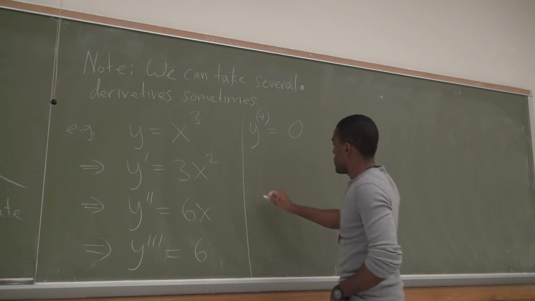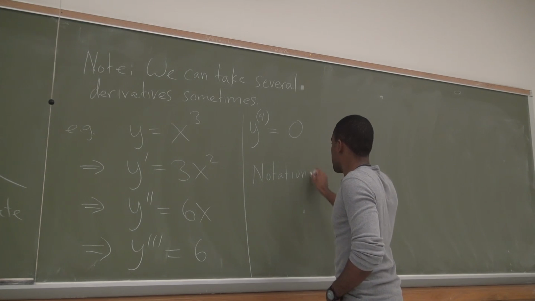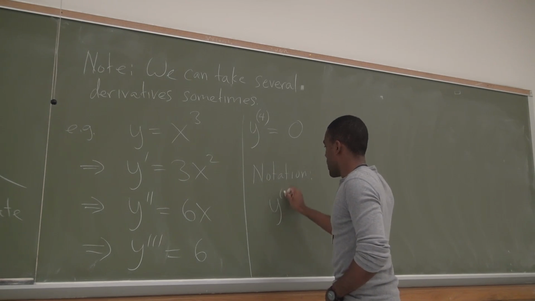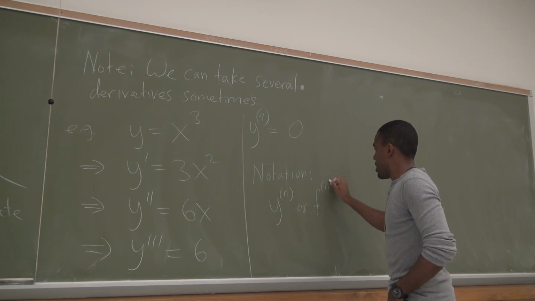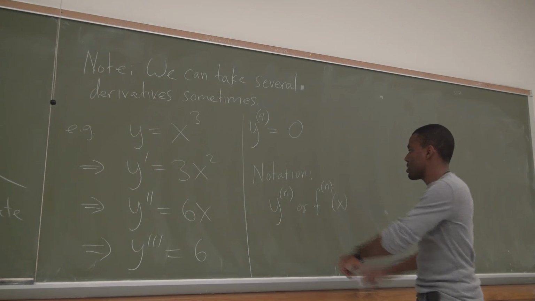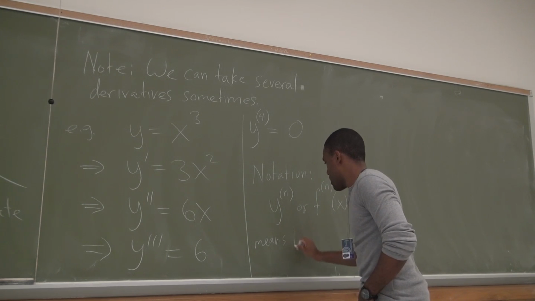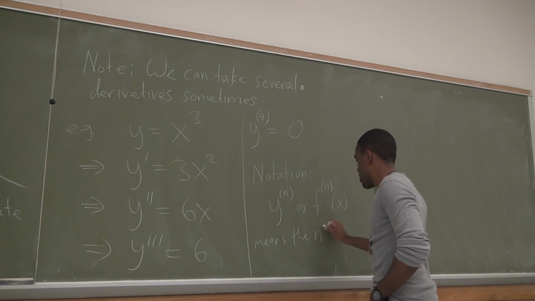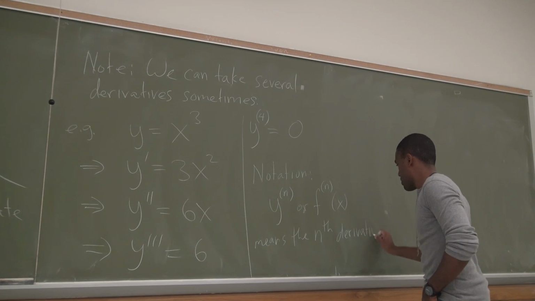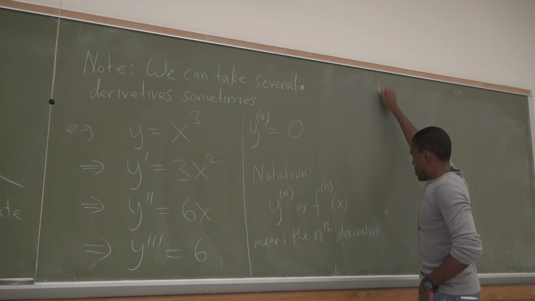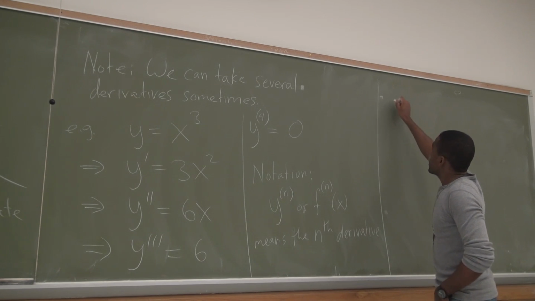So in other words, the notation y to the (n) or f to the (n), and it's very important that you put it in brackets, means the nth derivative.